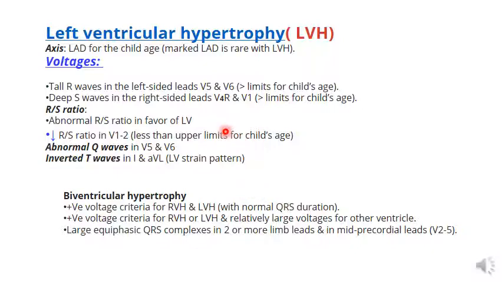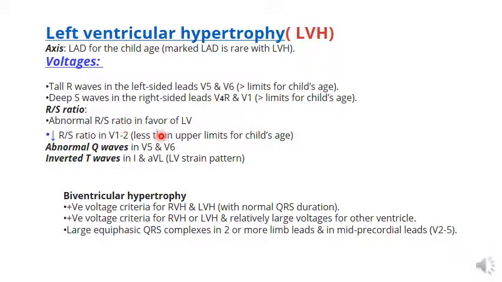So the left ventricular hypertrophy: left axis deviation for the child's age, marked left axis deviation, which is rare with left ventricular hypertrophy. I mean marked. Tall R wave in left chest leads, V5 and V6. Deep S wave in the right-sided leads, V4R and V1, so deep S, which reflects the left ventricular voltage.